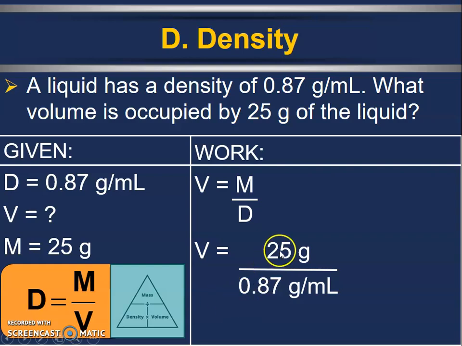Plug it in. 25 grams divided by 0.87 grams per milliliter. My grams cancel out, because I have one on top, one on the bottom. And my milliliters are left. And my volume should be in milliliters, so perfect. So 29 milliliters because I need 2 sig figs. Okay? If you need some help, get into contact with me.